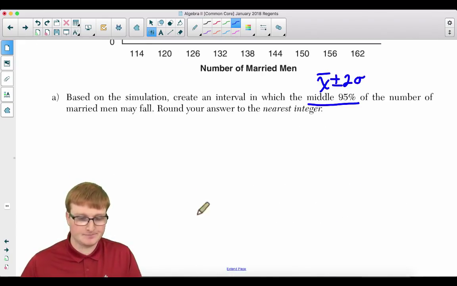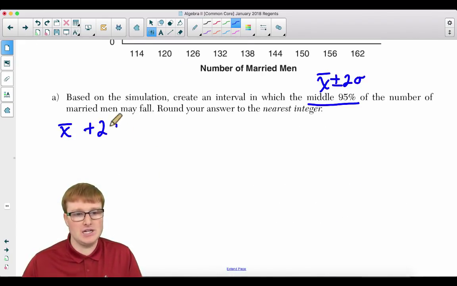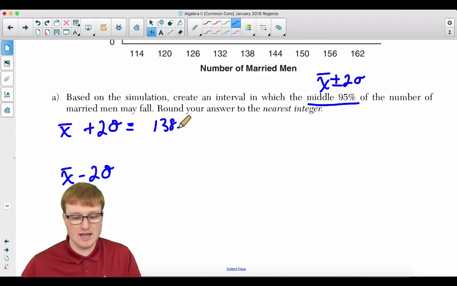So the mean plus 2 standard deviations. We're going to evaluate that and the mean minus 2 standard deviations. Let's go ahead and evaluate those numbers. So this is going to be the mean, which is 138.905, they tell us, plus 2 times the standard deviation of 7.950.